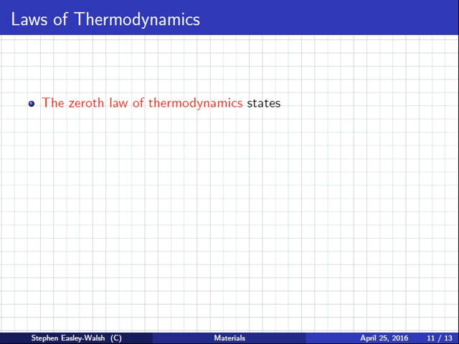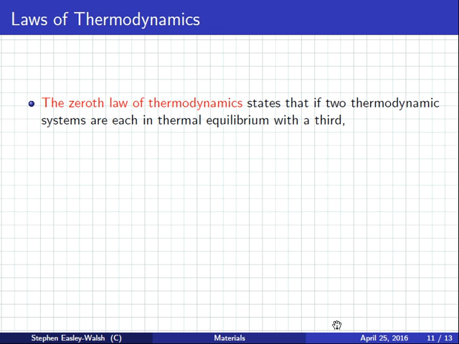Okay, so laws of thermodynamics. The first law, or really the zeroth law, states if two systems are in thermal equilibrium with a third, then they're in equilibrium with each other. Let me explain that.